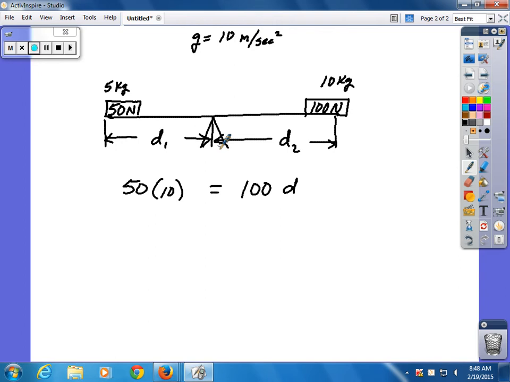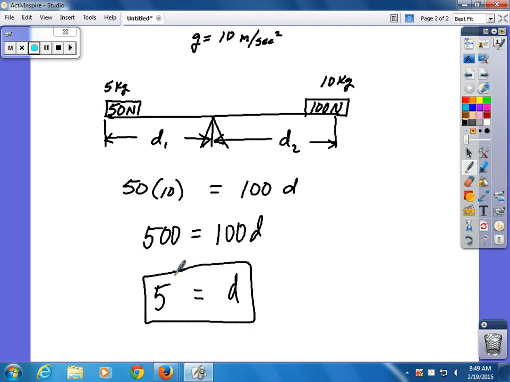The 10? No. We're basing that off of the 10 meters. I mean, yes, we're basing it off of 10 meters. So that comes out to be, now this isn't the actual question I'll give you, I'm just showing you this. You just hold tight, and we'll get to the question and you'll understand it a whole lot more. 500 is equal to 100D, and D is equal to 5.